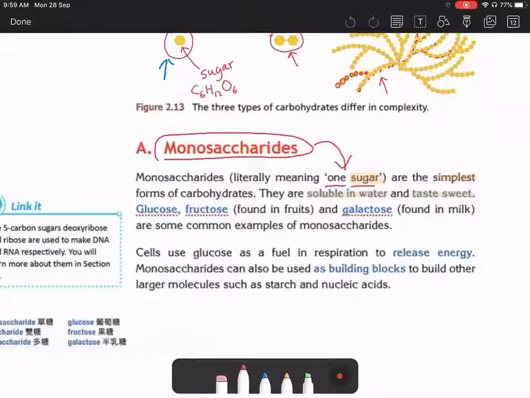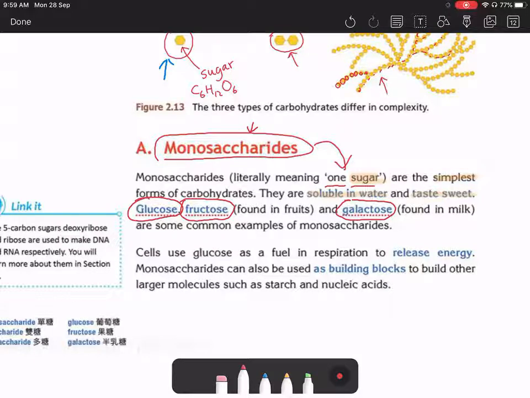Glucose, the examples are, oh, what happened? Glucose, I cannot draw. Something is wrong with my Apple Pencil. Okay, now, glucose, fructose, galactose. Check the names of these 3 types of sugar. They are monosaccharides.